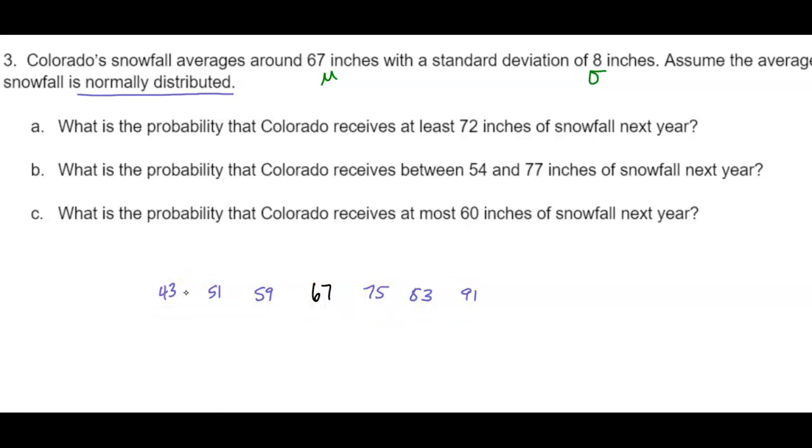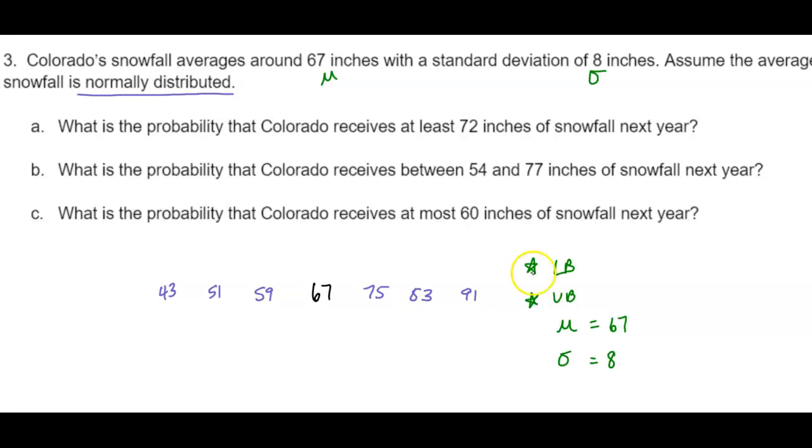And remember, for the calculator, you need 4 things. You need your lower bound. We need our upper bound. We need our mean, which is given. In this case, the mean is going to be 67 for all of these, and the standard deviation is not going to change either. It's going to remain 8. So really the only thing that you need to worry about is what the lower bound is and what the upper bound is for each of these 3 situations.